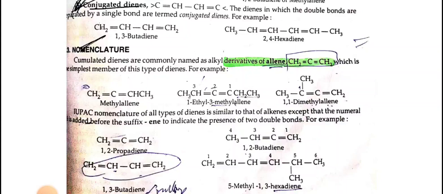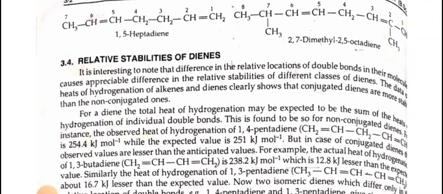For example, 1,2-propadiene, 1,2-butadiene, 1,3-butadiene, 5-methyl-1,3-hexadiene, 1,5-heptadiene, 2,7-dimethyl-2,5-octadiene.